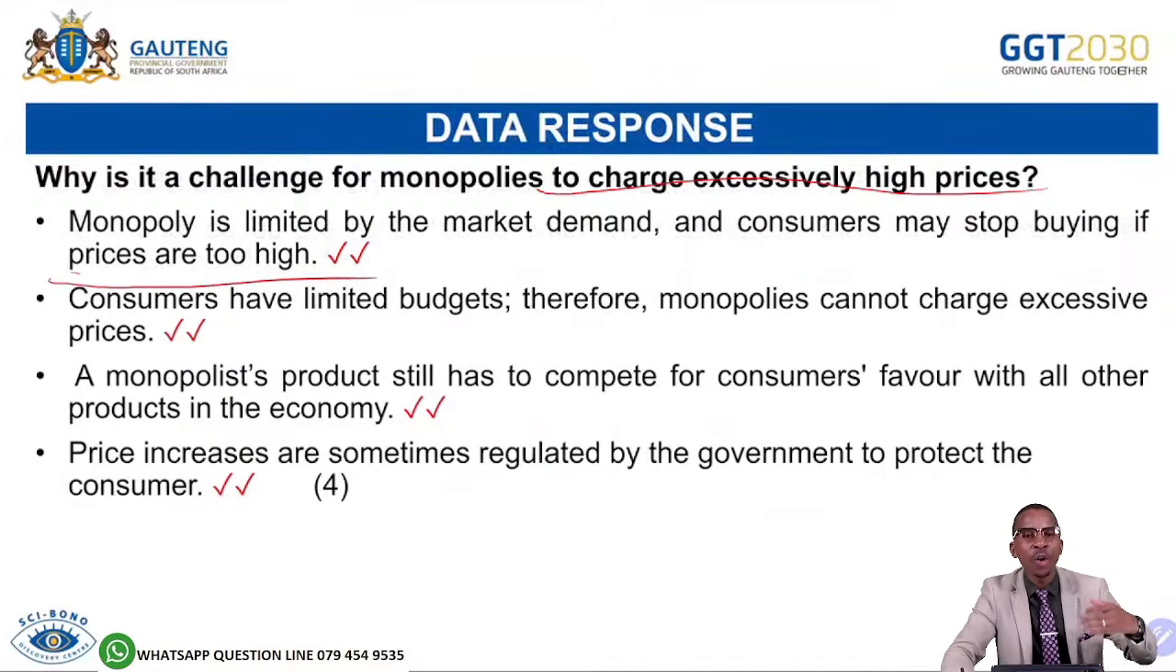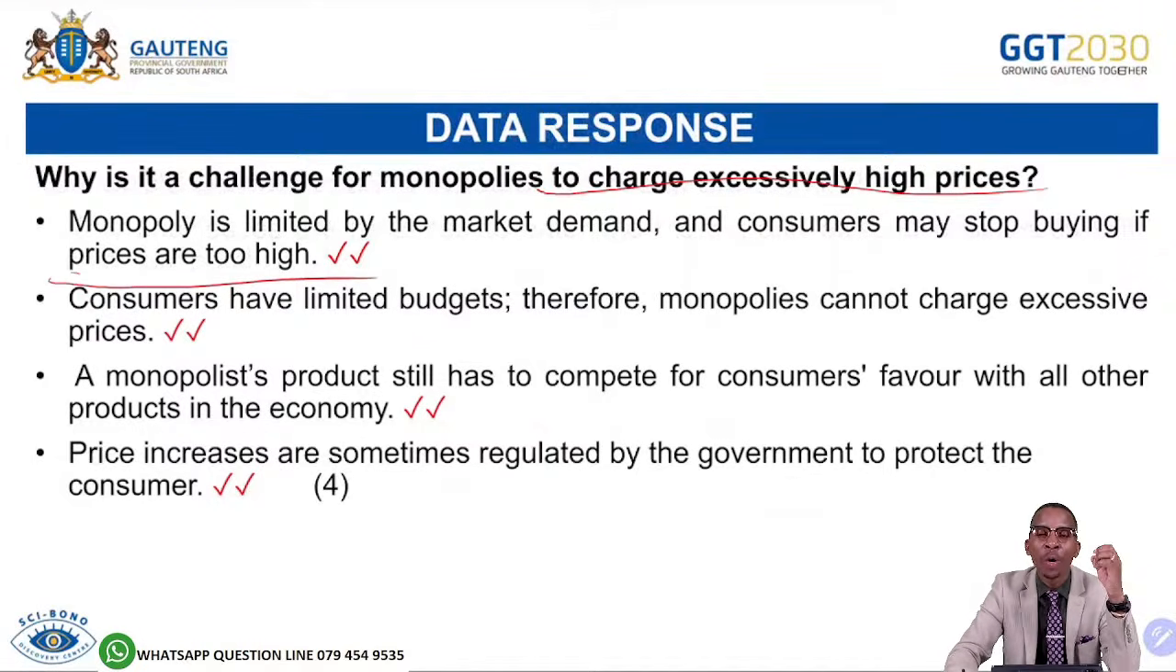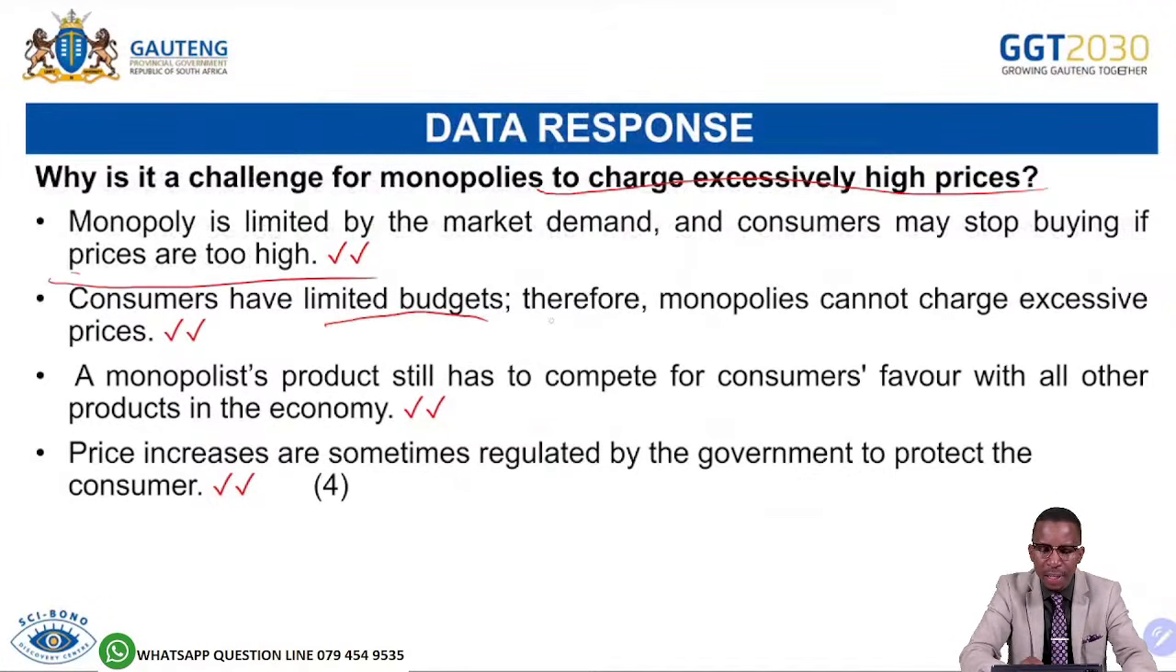For instance, if the cost of electricity increases aggressively in South Africa, we know it is already high, but if it keeps on increasing, consumers or households will opt for renewable energy by installing their own solar panels, so that they won't find themselves obliged to buy electricity from Eskom. So consumers will always find an alternative product. Even if it's not available, they will find something that they can use in place of something that is too expensive. Consumers have a limited budget, therefore monopolies cannot charge excessively high prices.